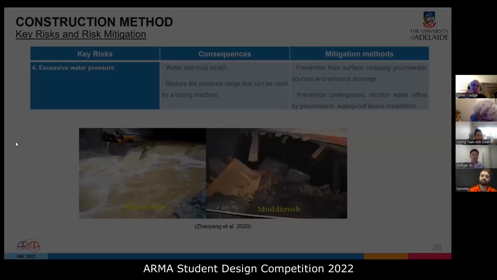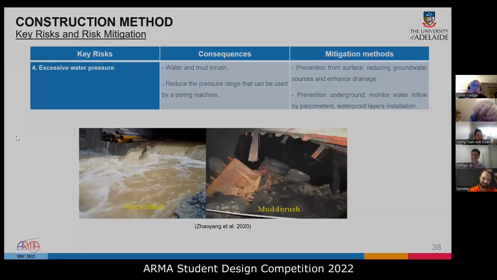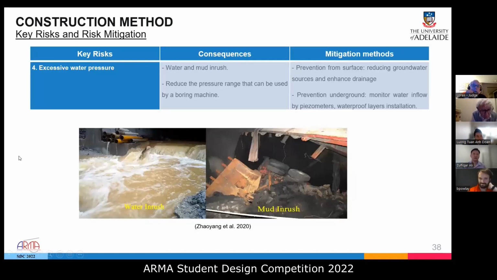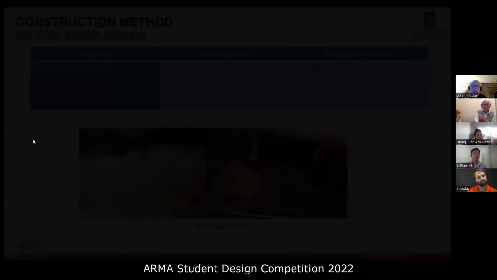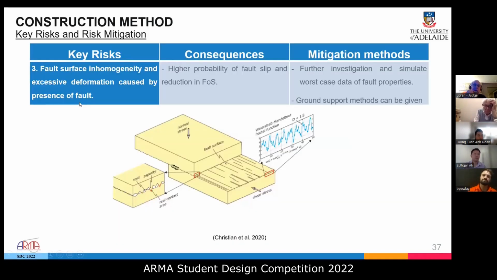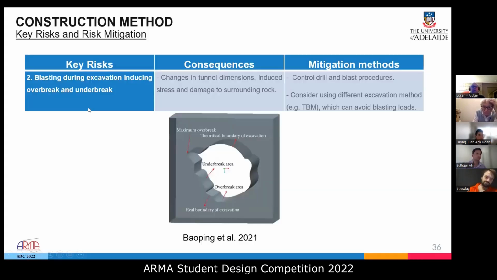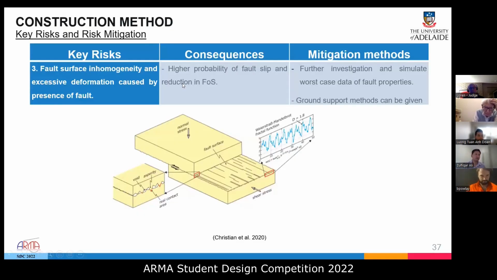Some other risks we need to consider are the under break and over break during the blasting, and we need to monitor the process to minimize this risk. We also need to pay attention to the inhomogeneity of the fault, and we need to investigate further and give the ground support method.